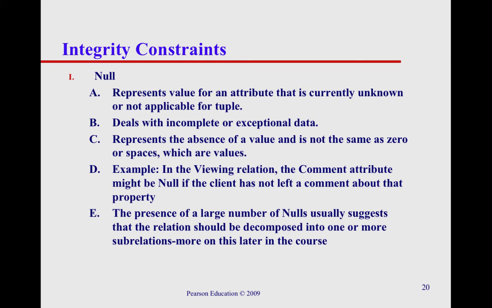property, the leasing agent or sales agent fills out a little tuple, puts it in the relational database. One of the attributes might be a comment the client made. If the client made no comment, we make it null. If the client gave a comment, we put the comment in. So null simply represents an incomplete piece of data. It's an absence of a value. Generally, if you have a large number of nulls, you might want to split that off into another relation. We'll talk about that later. It's not important now.